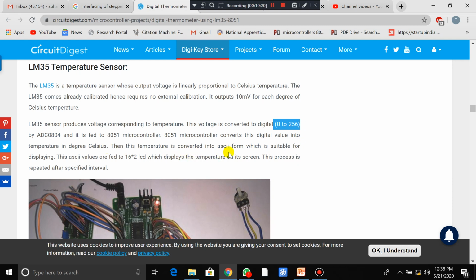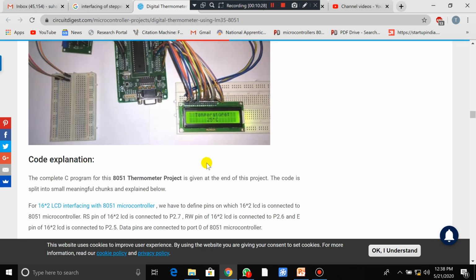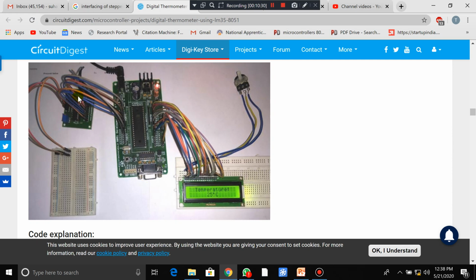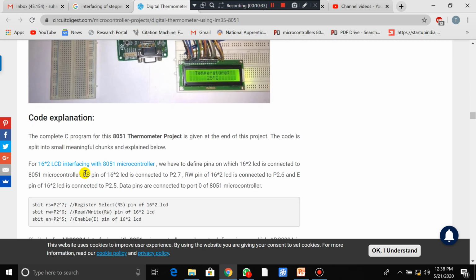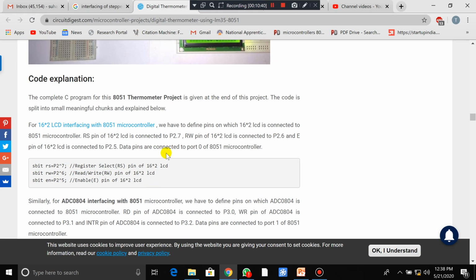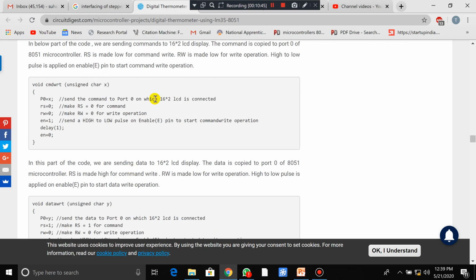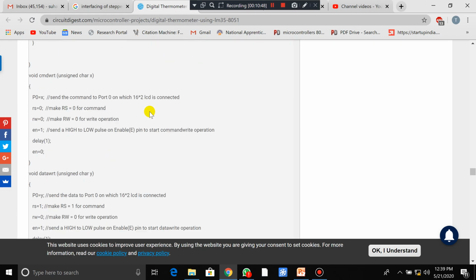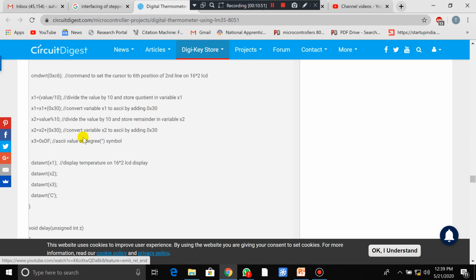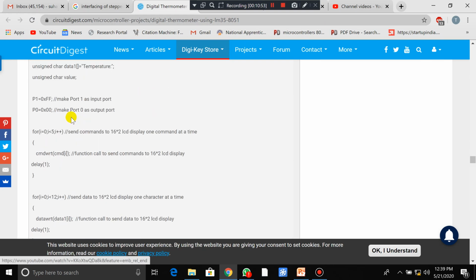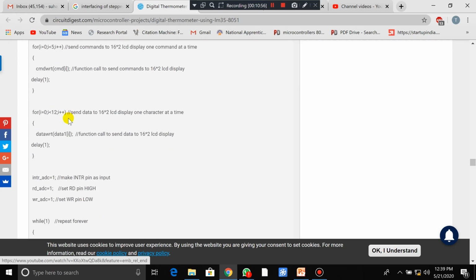Then this temperature is converted to ASCII form, which will be suitable for display, which will be on a 16 cross 2 LCD display. This is the actual output you can get. Regarding the code, the code we are using in the lab, the same code you can use. Anyway, I explained it in the lab, so that you can refer to it for coding purposes, that is interfacing of the temperature sensor with the microcontroller. Here we are using C language. In our lab we used assembly language.